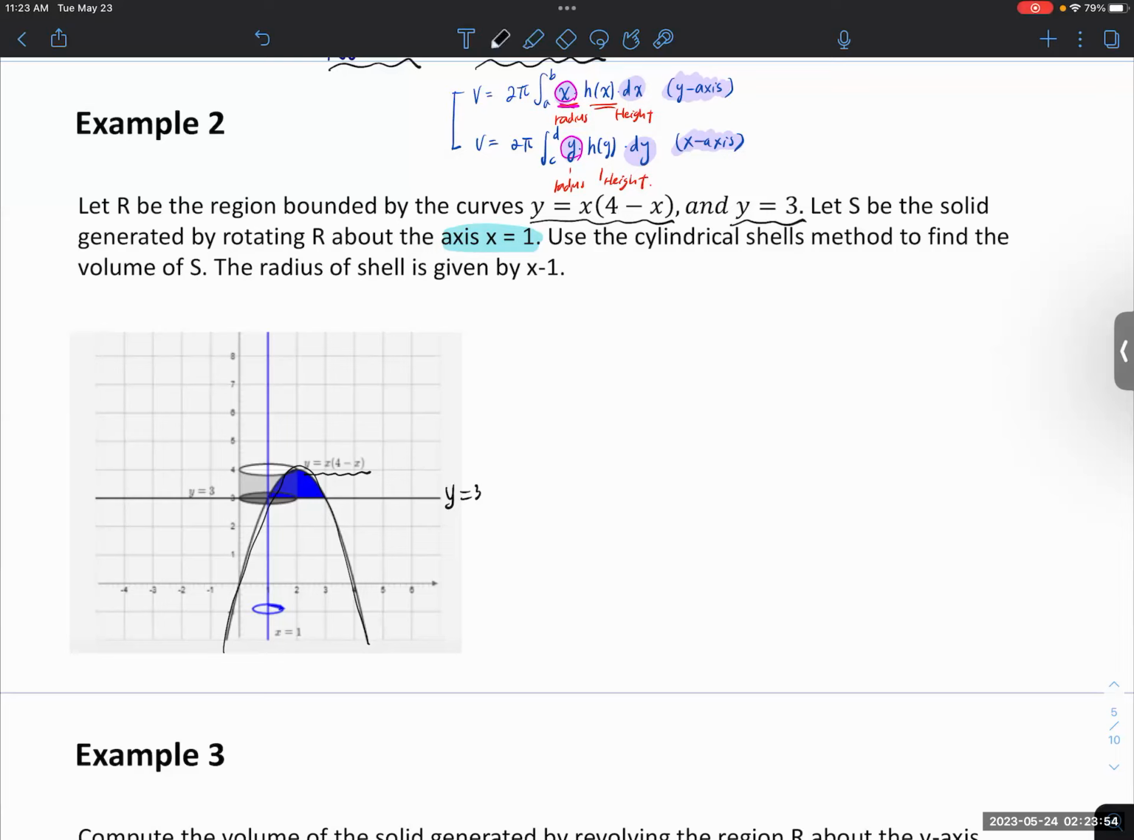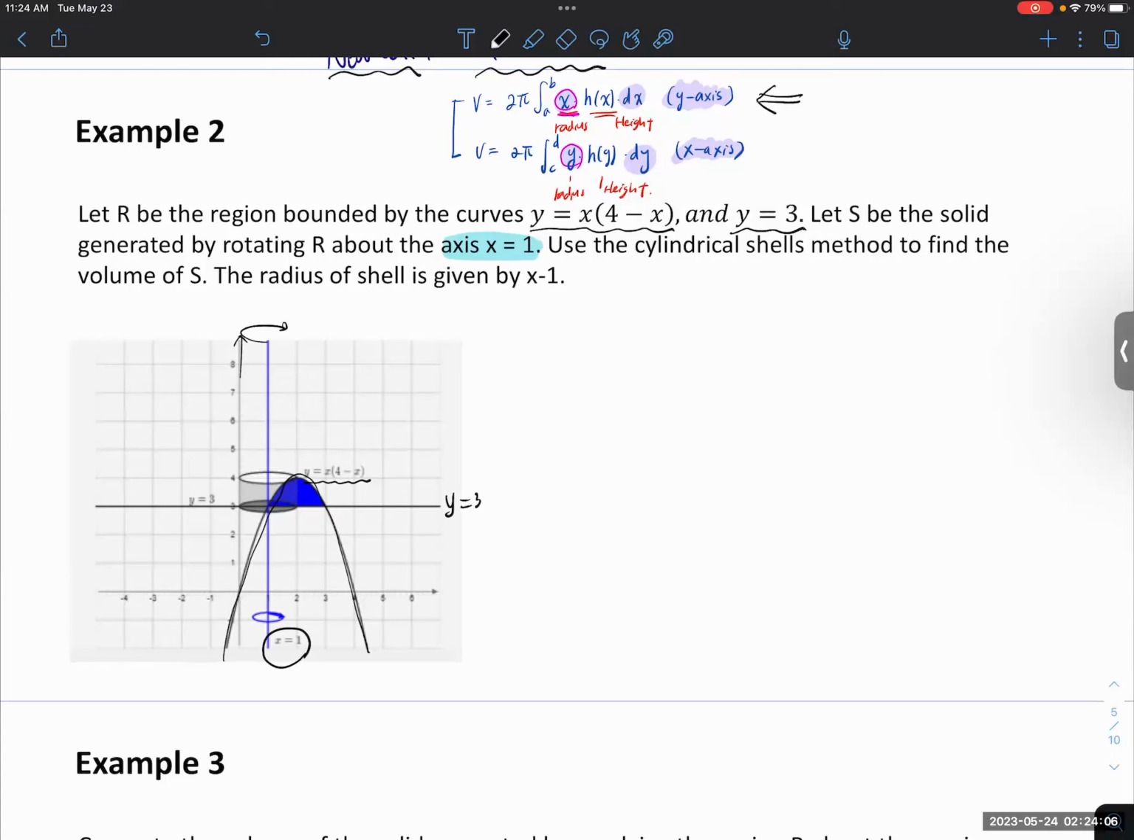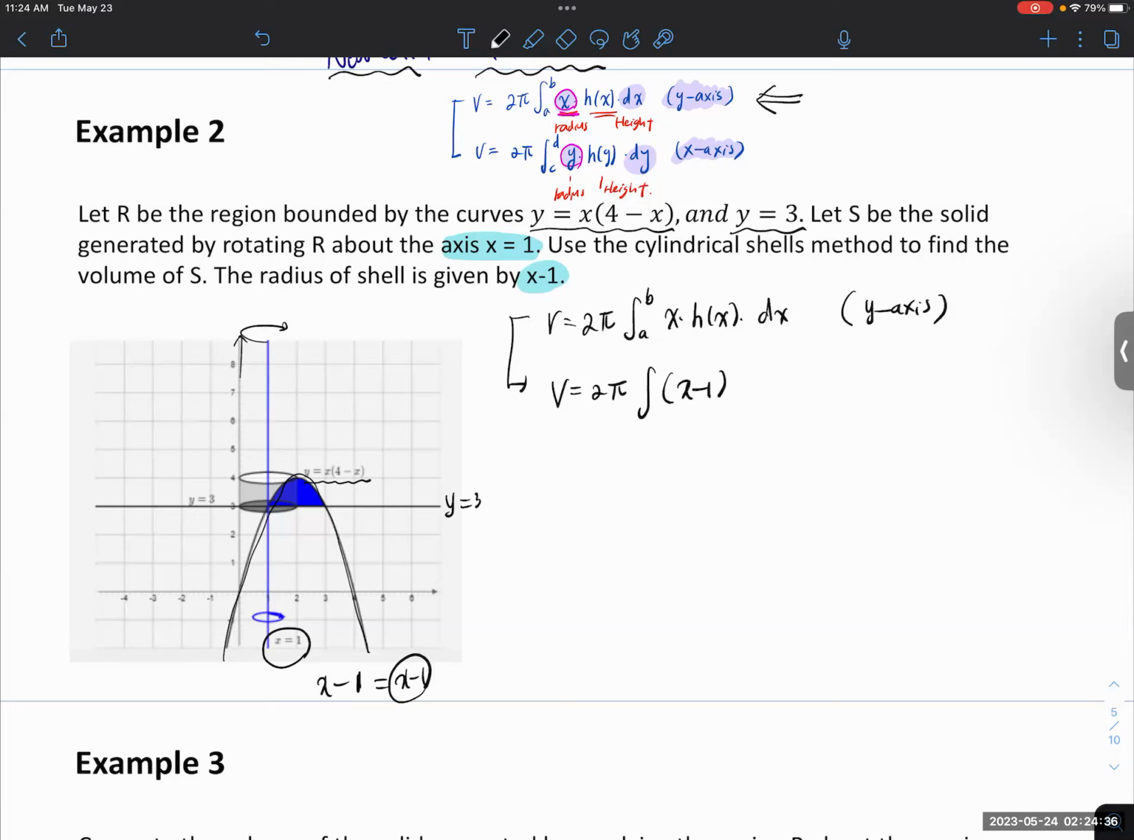And then this is a cylinder when you rotate it at x equal to 1. So this is similar to rotating the y-axis. So we are modifying the function from here. So V equal to 2 pi, integral from a to b, x times h(x) dx. This is exactly when you rotate it at the y-axis, but we have a new radius, which is given, x minus 1. So it has been shifted x minus 1 units to the right side. So x minus 1 is the new radius. How about the height?